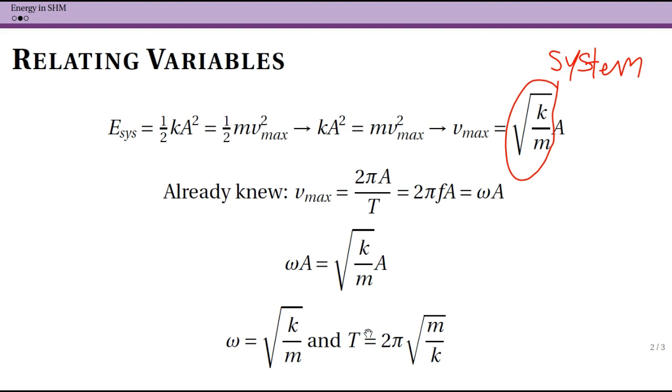This period is how long it takes to get from one point in the motion through a whole cycle back to that same point. Notice that this is completely independent of the maximum speed or the amplitude. So again, omega and T are just different ways of talking about the same thing, and it only depends on the system itself. What is your spring constant and what is your mass?